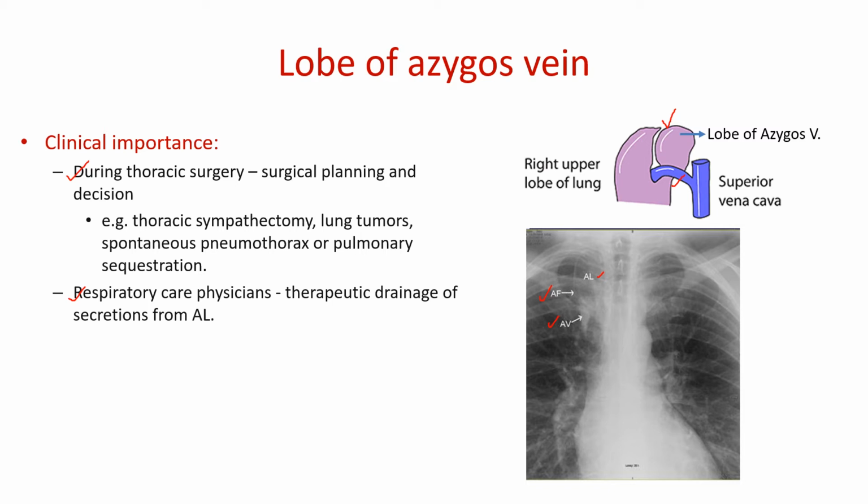In this X-ray, you can see the right lung near its apex, showing the azygos fissure, and in its lower part you can see the azygos vein, this dark impression separating the medial azygos lobe. So now you understood the importance of the lobe of azygos vein.